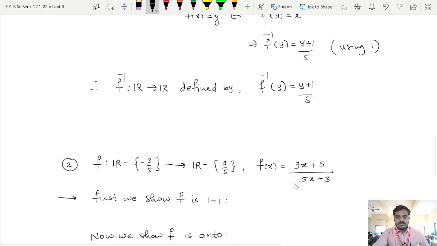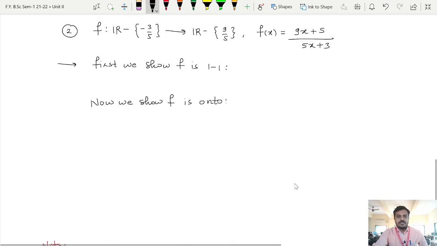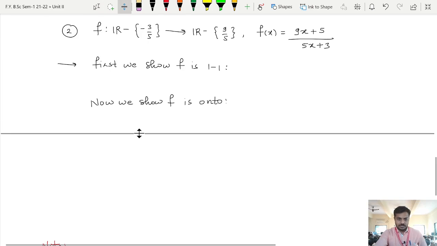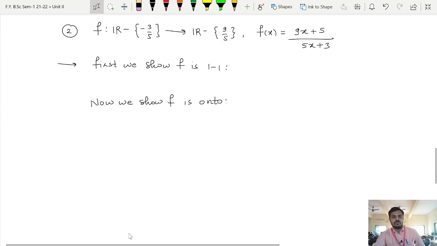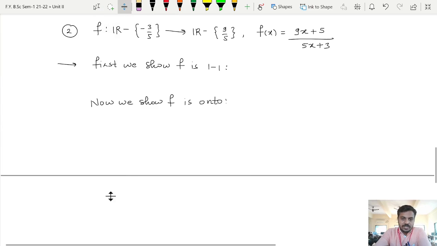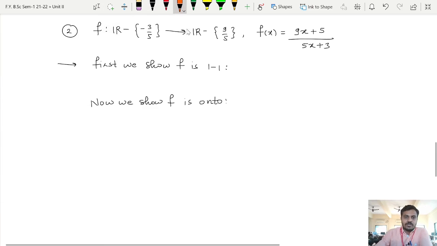Now we will move towards the next example. In this example as well, we are asked whether this function is onto, bijective or not, and if this function is bijective, we are supposed to find the inverse of it. Again, one part I leave to you, that is homework. So directly we will move towards the onto part.